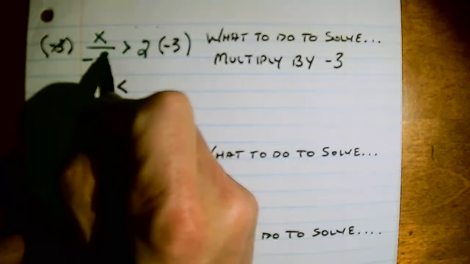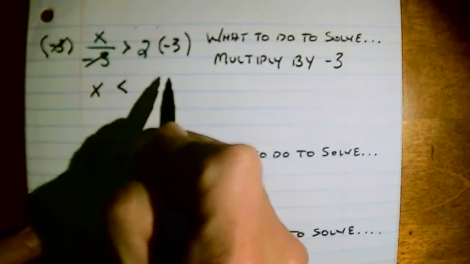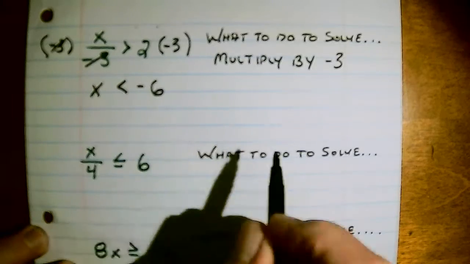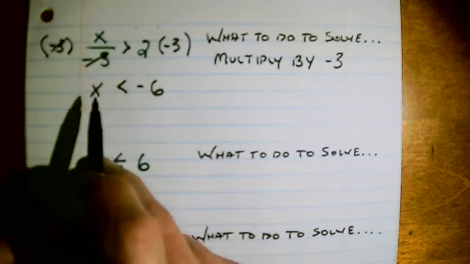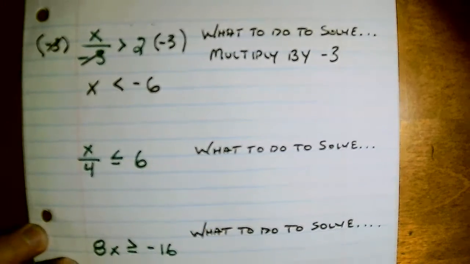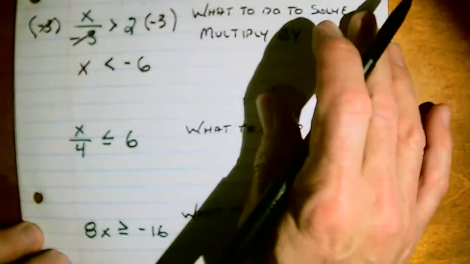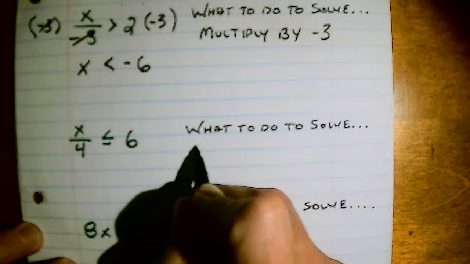These form the number 1, and I'm just left with x. 2 times -3 is -6. So if x divided by -3 is to be greater than 2, x needs to be less than -6. And it's simply a matter of taking your time and making yourself aware of what you're doing.